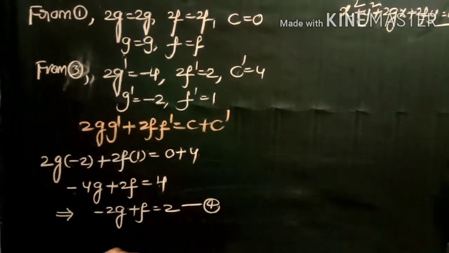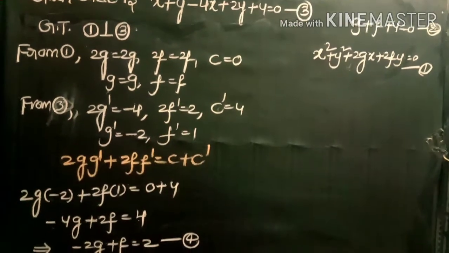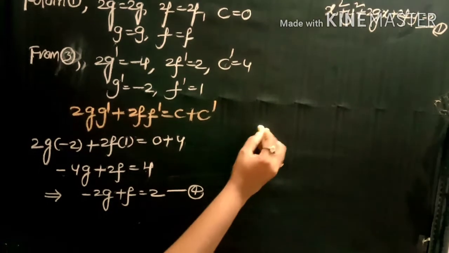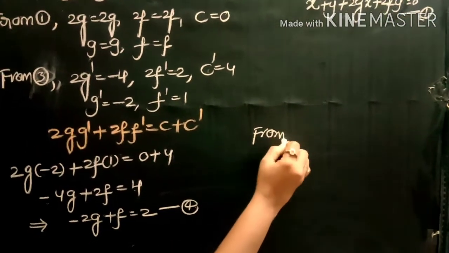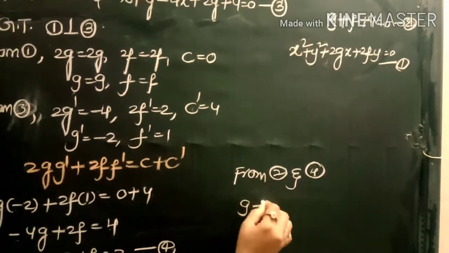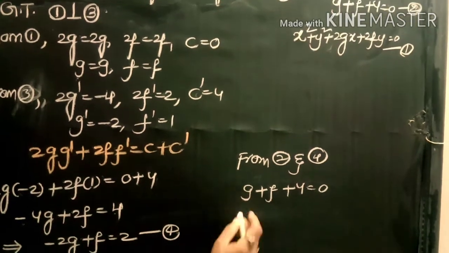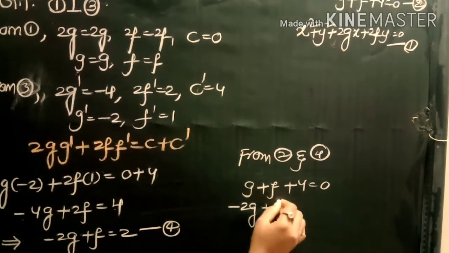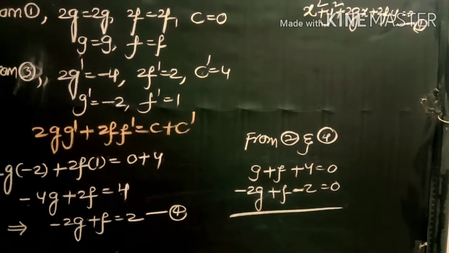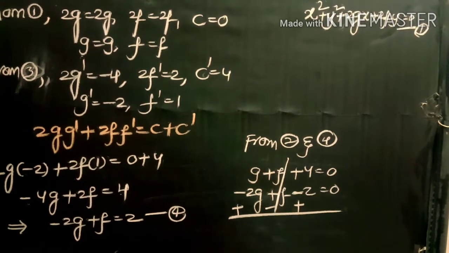Now solving equations 2 and 4. Already we have the second equation g plus f plus 4 equal to 0, and the fourth equation is minus 2g plus f is equal to 2. Now solving these two equations, from 2 and 4, first I am writing the second equation, g plus f plus 4 is equal to 0, and this is minus 2g plus f minus 2 equal to 0. Changing the signs here, plus, minus, plus, plus f and minus f get cancelled.